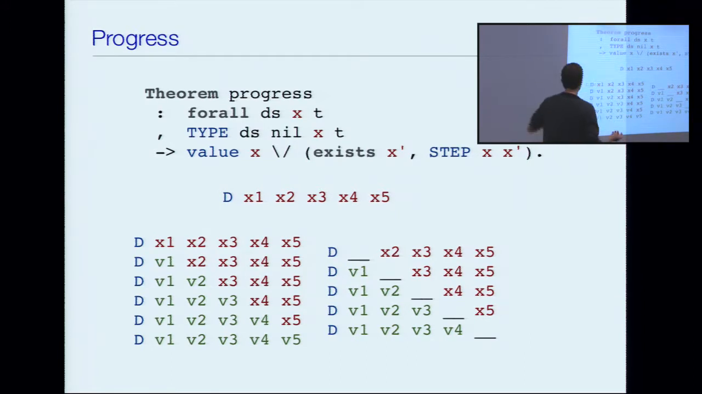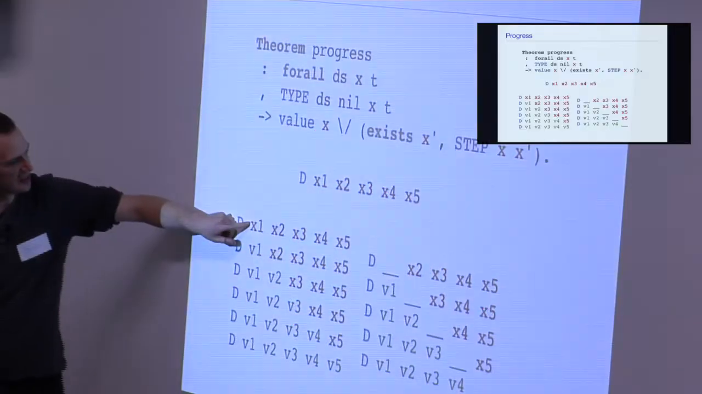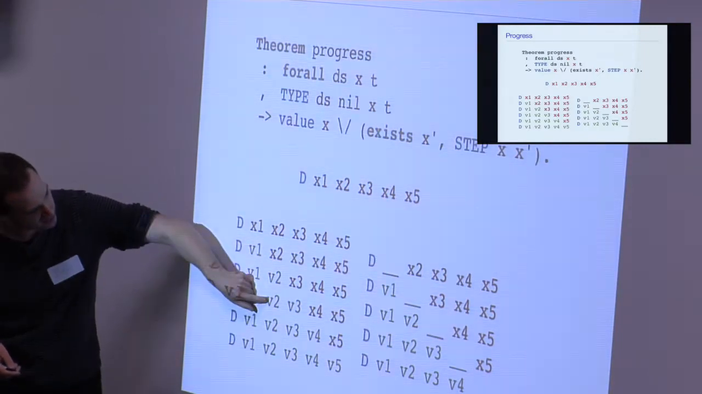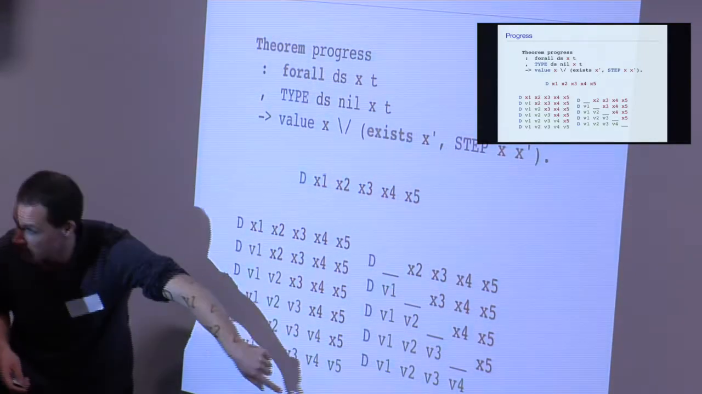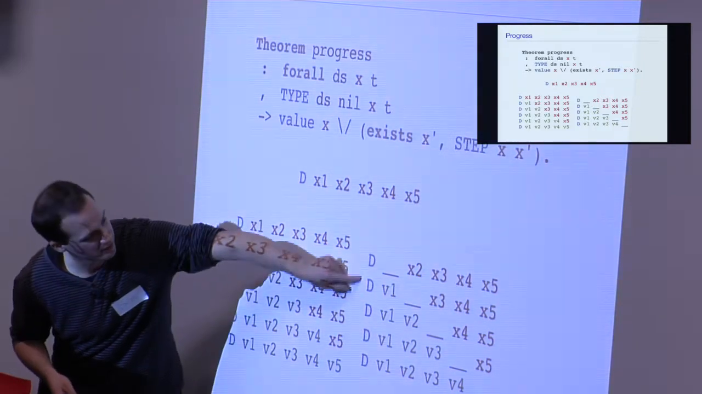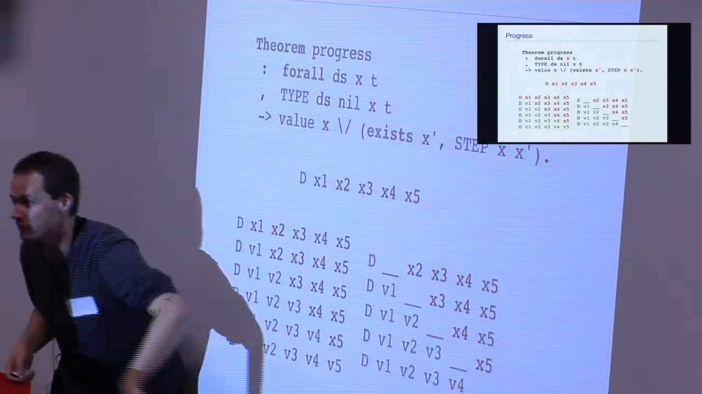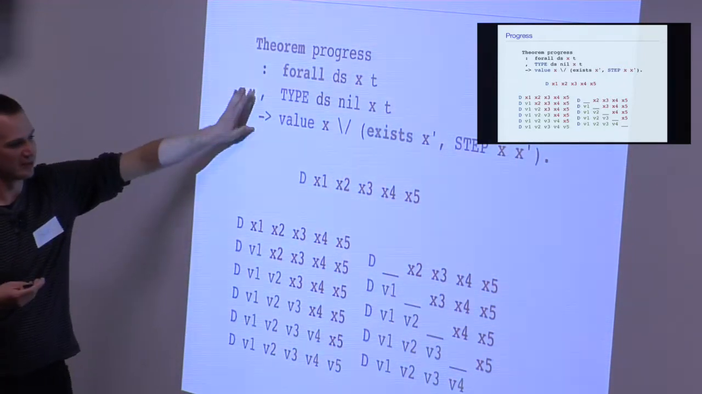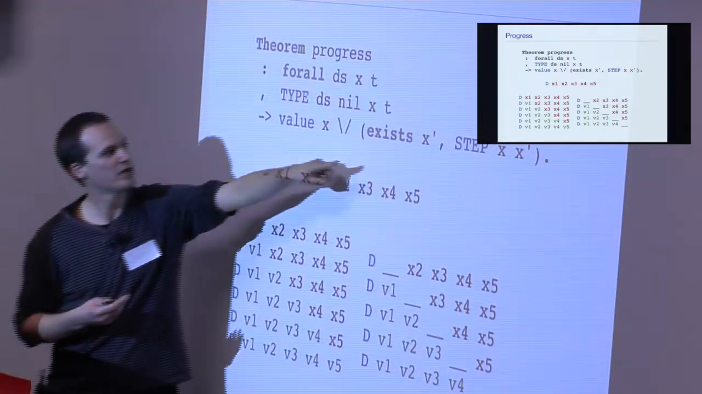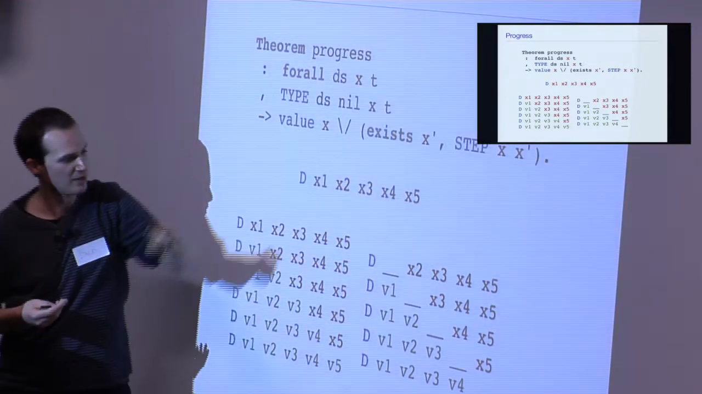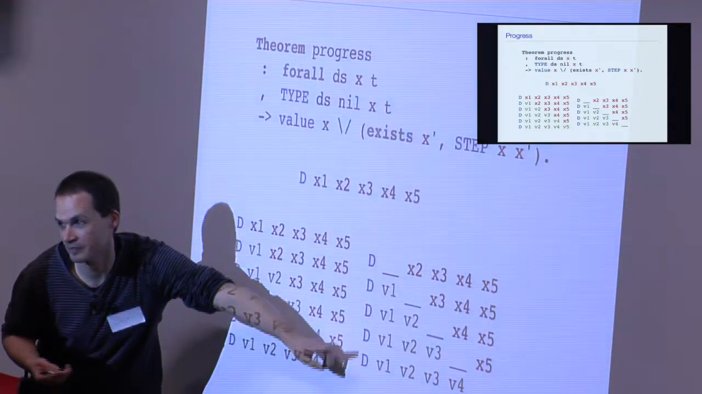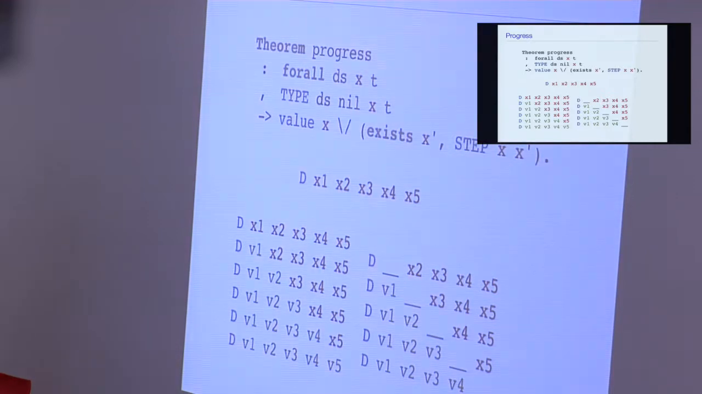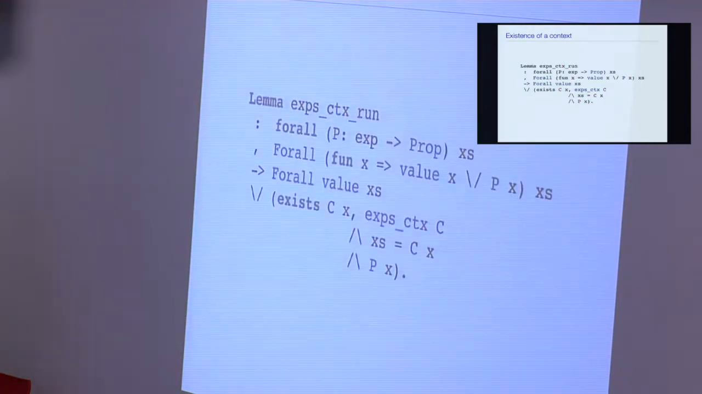So you imagine that all the expressions need to be evaluated. You reduce the first one to a value, the second one to a value, the third one to a value, the fourth one to a value, in that order. You need to invent all these contexts in different steps along the way. Well, for this theorem, to show that one of these can step, it could be any one of these contexts. But that's not the hard part.